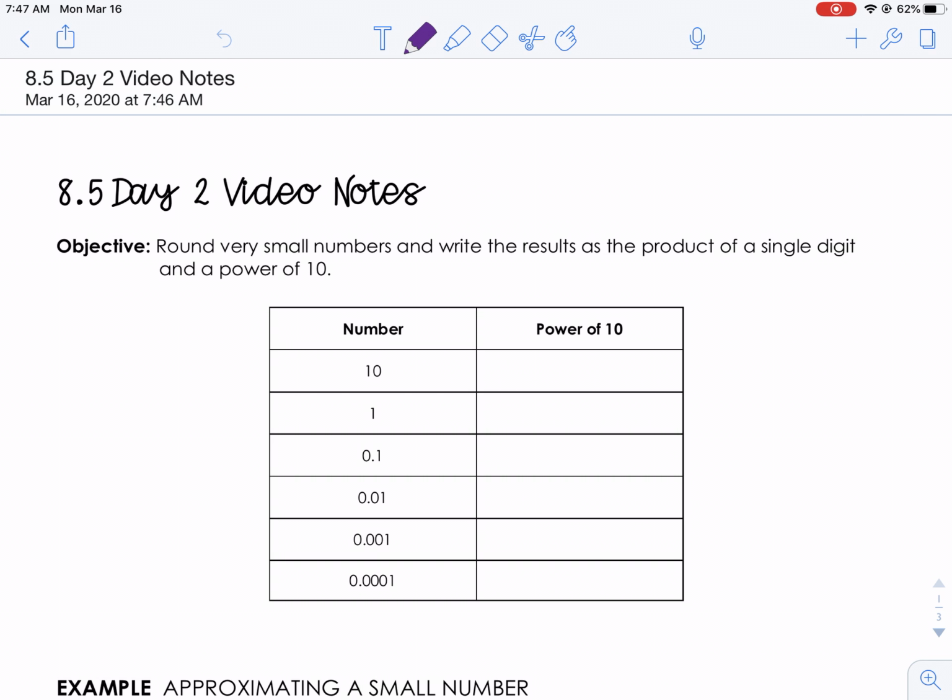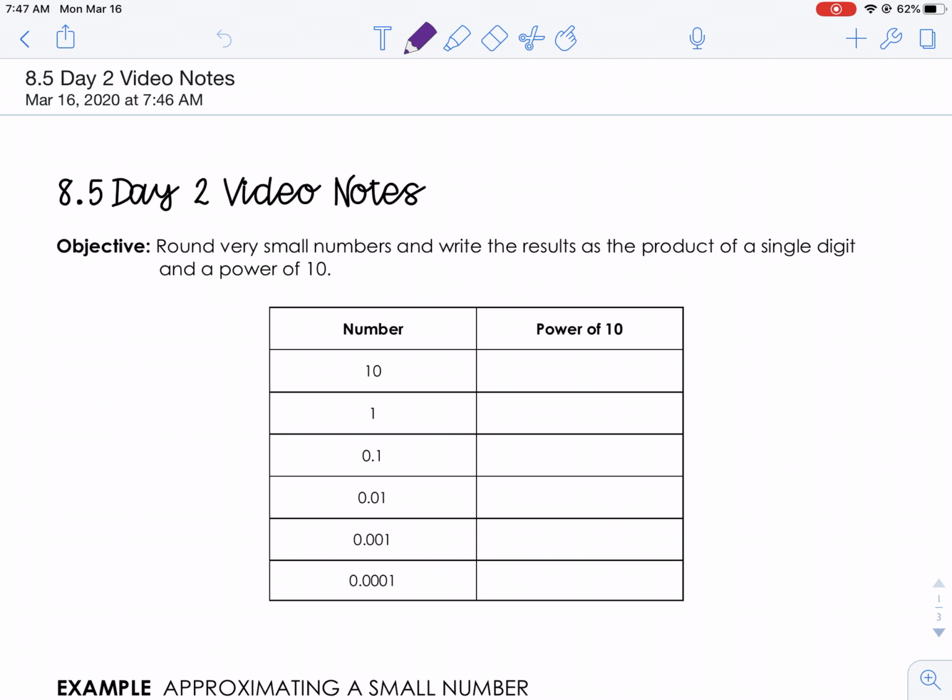This is the 8.5 Day 2 video. In this lesson, our objective is to round very small numbers and write the result as a product of a single digit and a power of 10. So it's similar to what we did in the previous video, but this time we're looking at very small numbers, or decimals in this case.